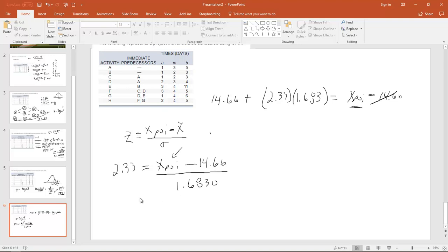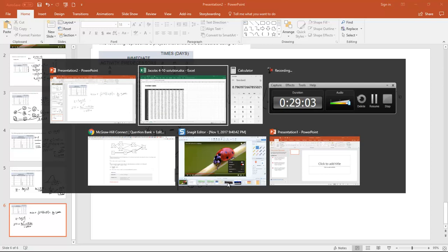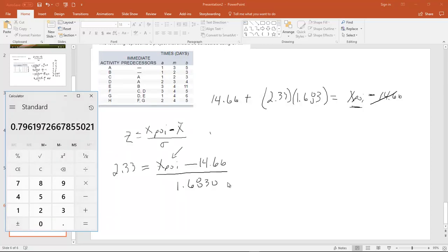Okay, so let's try this out. Where do we end up with our calculator? What do we have on there? Nothing useful. 2.33 times 1.683 equals, and then we add it to the mean, which is 14.66. 18.58 days. Okay?